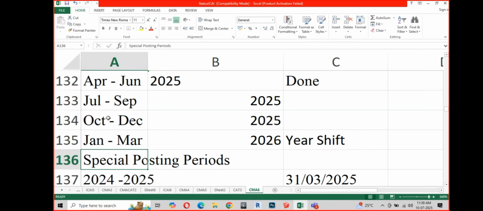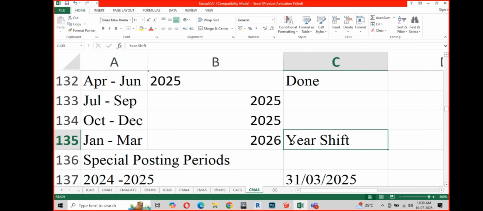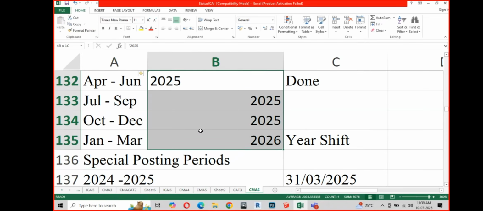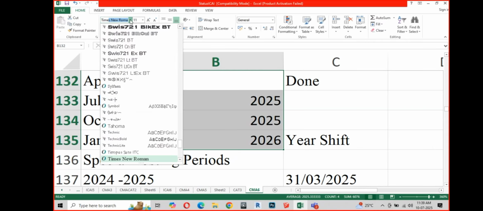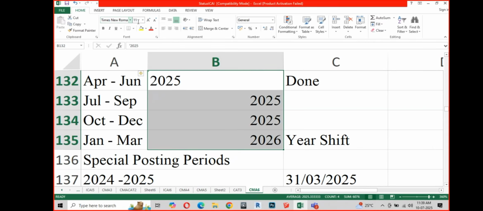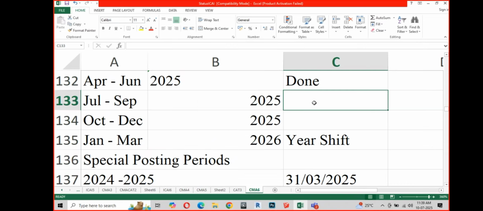Have I answered the question? Right? But I'm in the same financial year. That you must be very clear. I am in the same financial year. What is my financial year? April 1st, 2025 to March 31st, 2026. My financial year has not changed.